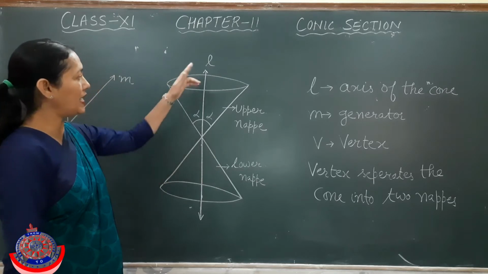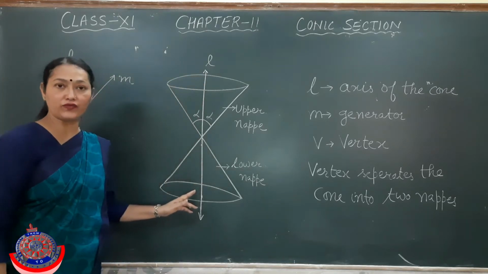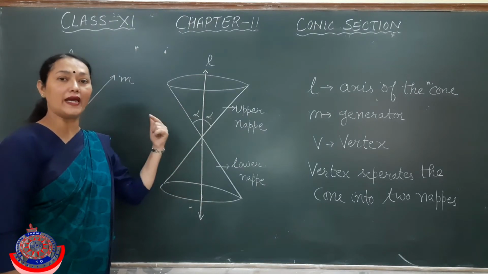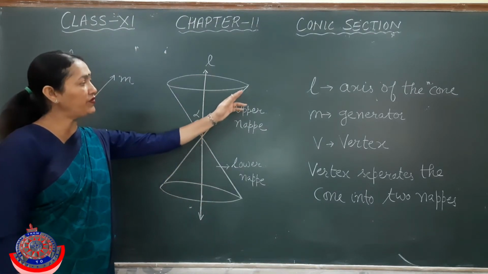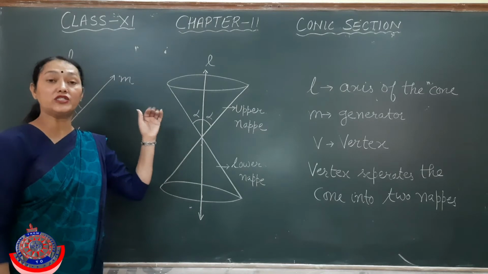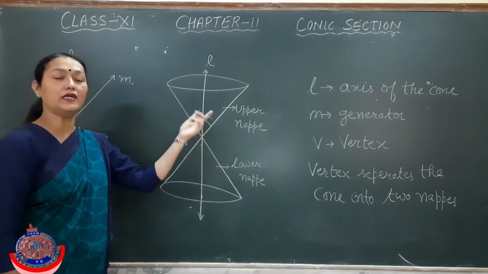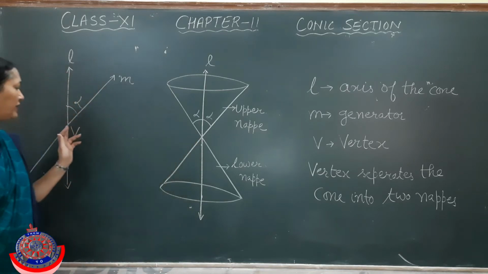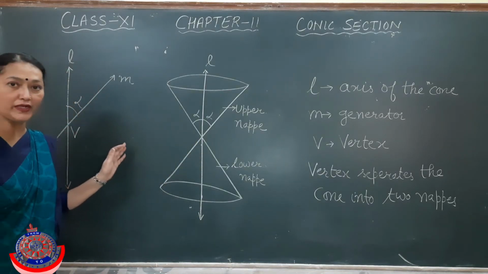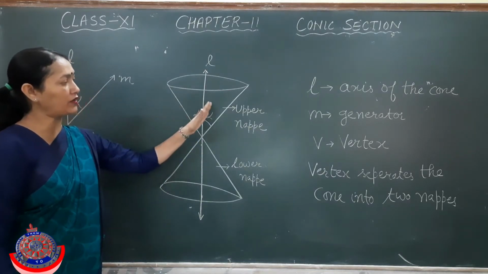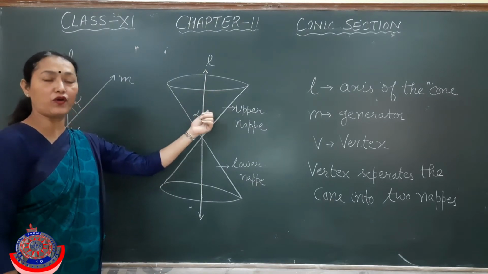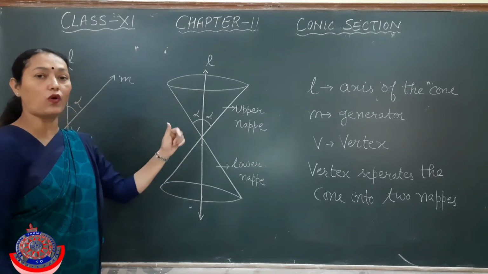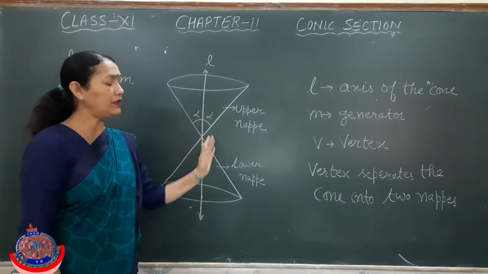In this case, L is called axis of the cone. This fixed vertical line is called axis of the cone. Moving line M is called generator. Because of this line, conic section is being formed. Point V is called vertex, and each part formed by the rotation of this line M around the fixed line L is called nap, upper nap, lower nap.